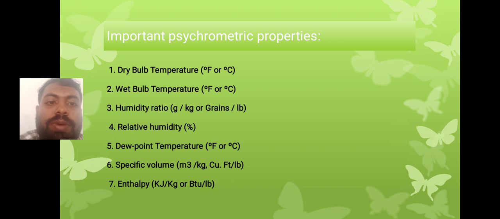Important psychrometric properties: dry bulb temperature and wet bulb temperature, which are measured in Fahrenheit or Celsius; humidity ratio, which is measured in gram per kg or grains per lb; relative humidity, which is measured in percentage; dew point temperature, which is again measured in Fahrenheit or Celsius; specific volume, which is measured in meter cube per kg or cubic feet per lb; and finally enthalpy, which is kilojoules per kg or BTU per lb.